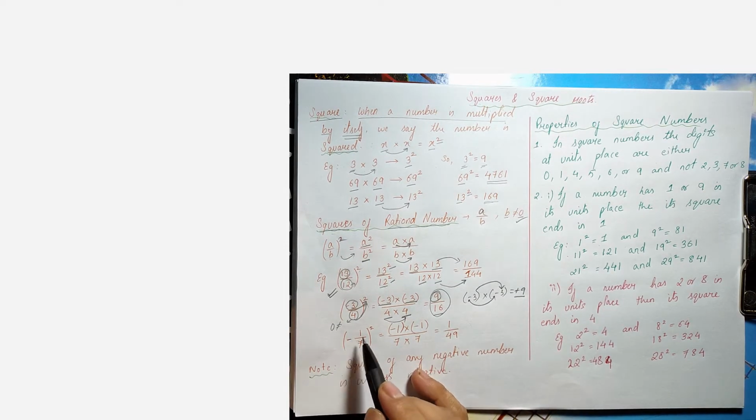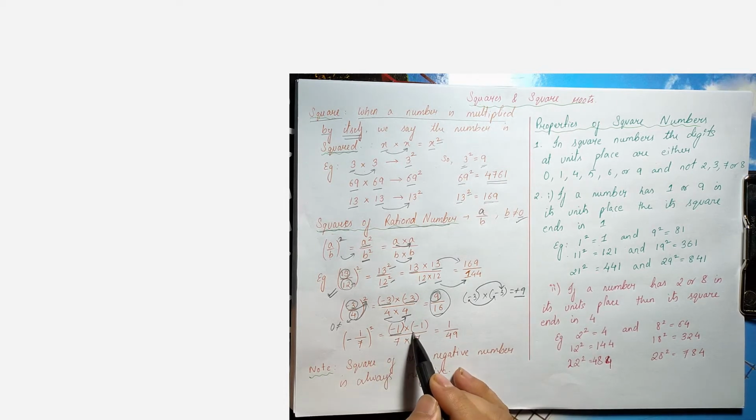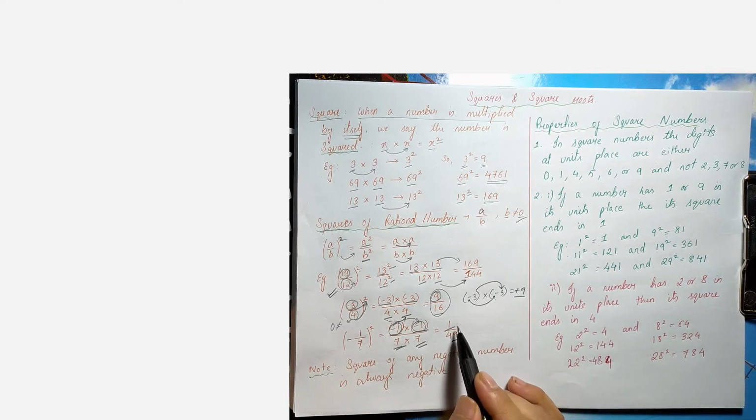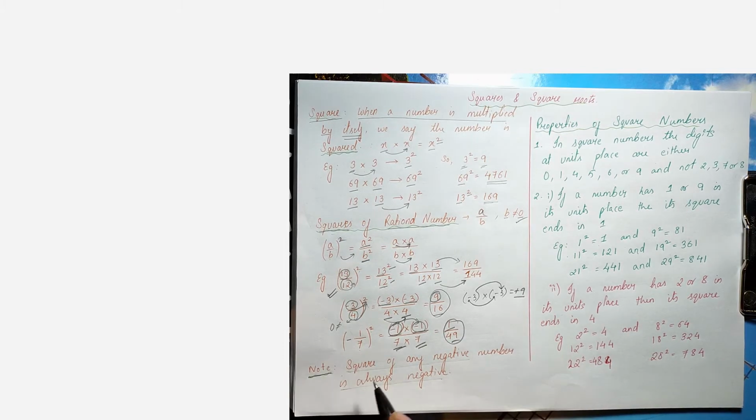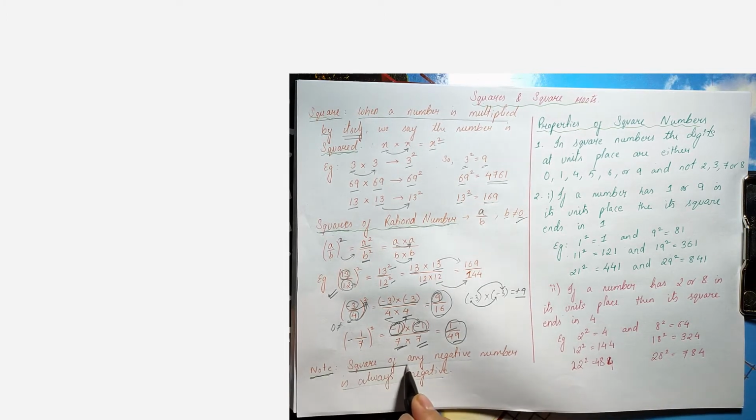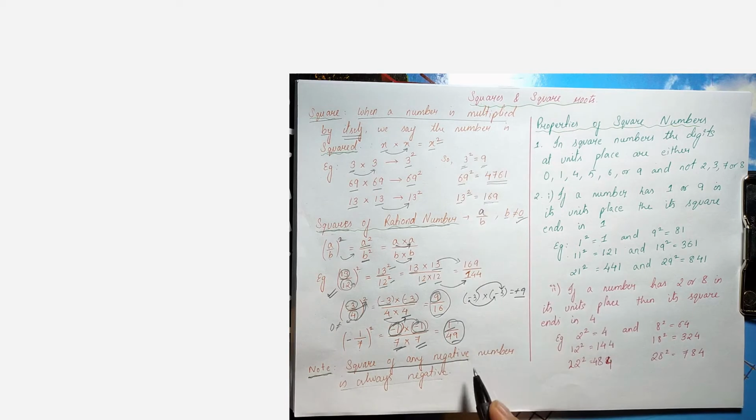Similarly, if you have minus 1 by 7 squared, it would mean minus 1 into minus 1 divided by 7 into 7. So minus 1 into minus 1 equal to 1. 7 into 7 equals 49. So we will get 1 by 49. From here we understand that the square of any negative number is always positive.